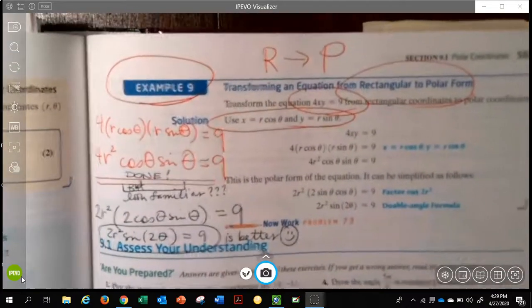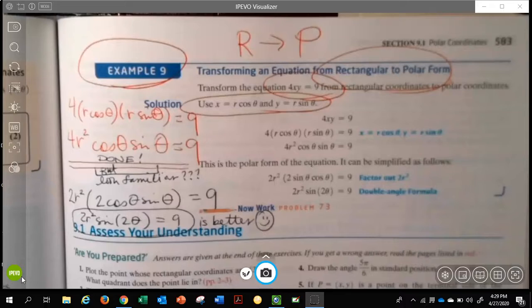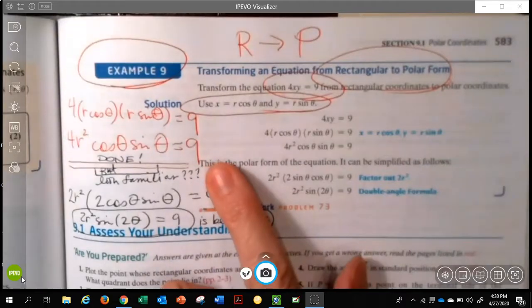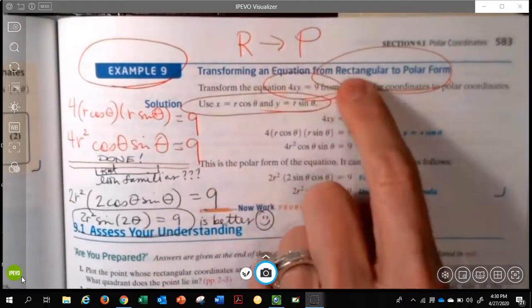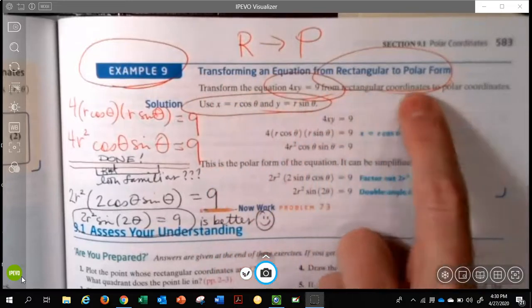I also wanted to look at example 9. Remember, unlike class, where you could ask me a question and I would stop talking, here you literally can hit stop and go back and redo that whole example 8 or just the pieces and parts that are fuzzy. This is a great opportunity to learn everything that was just said in example 8. But now I want to go up here to example 9, because now it's rectangular to polar. So transform this equation from rectangular to polar.